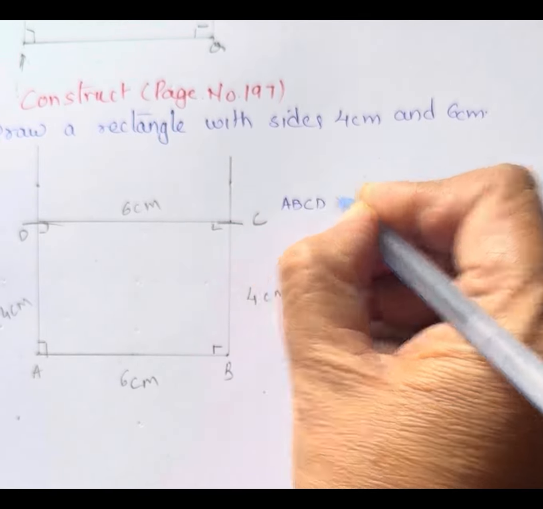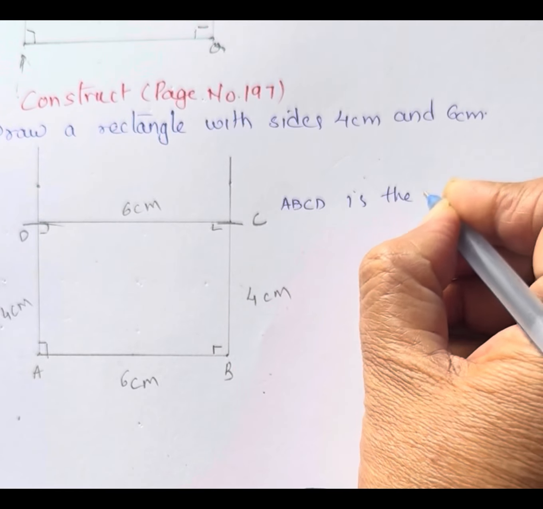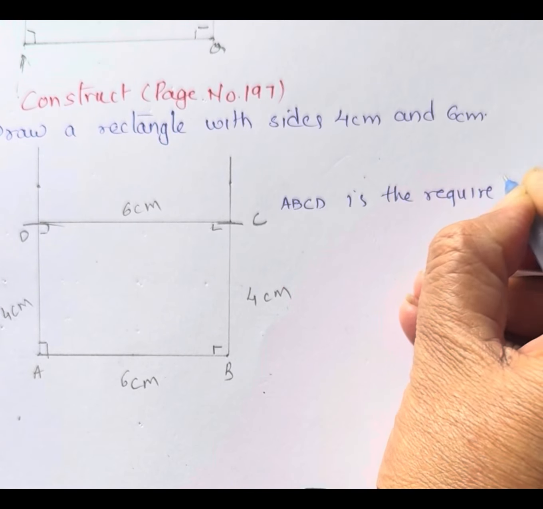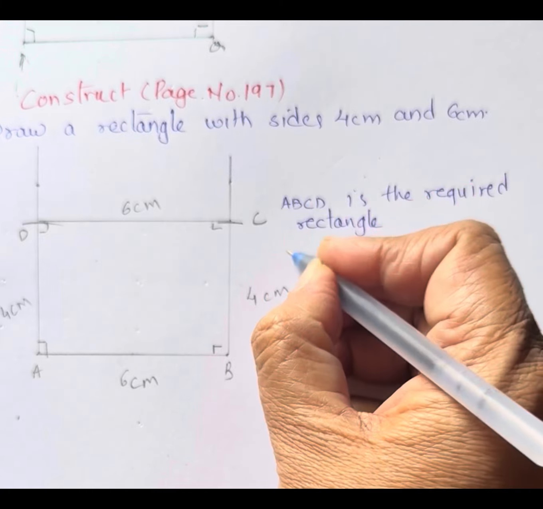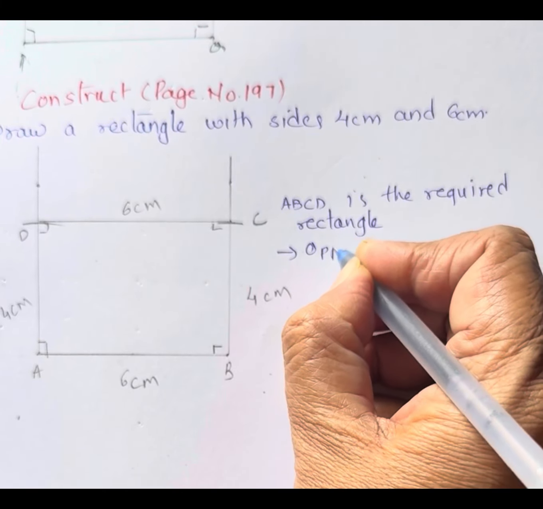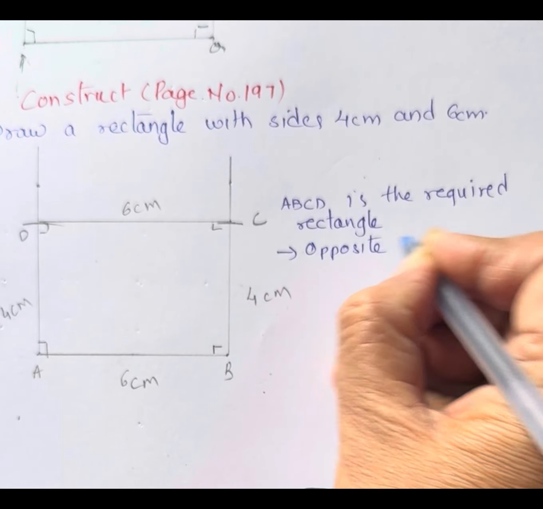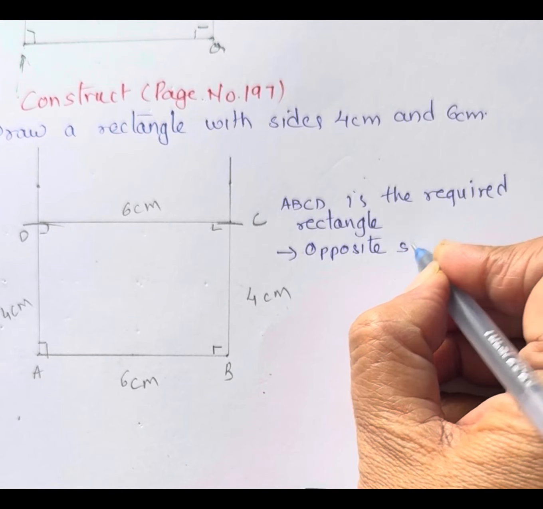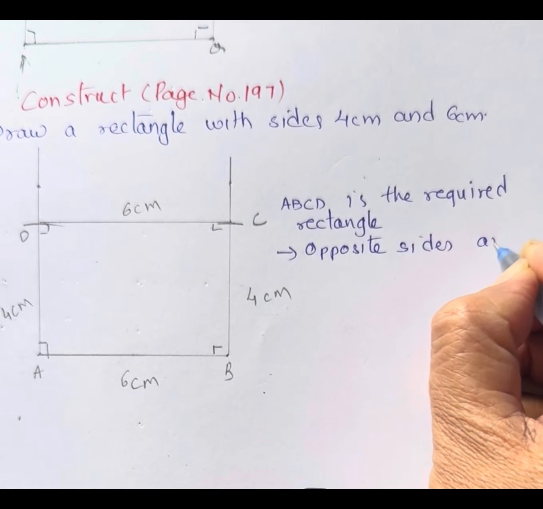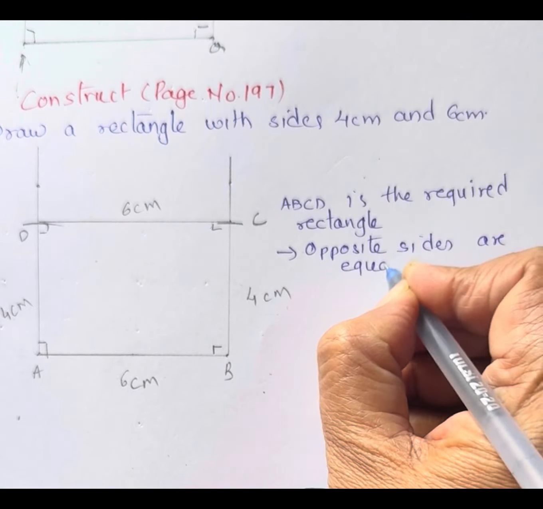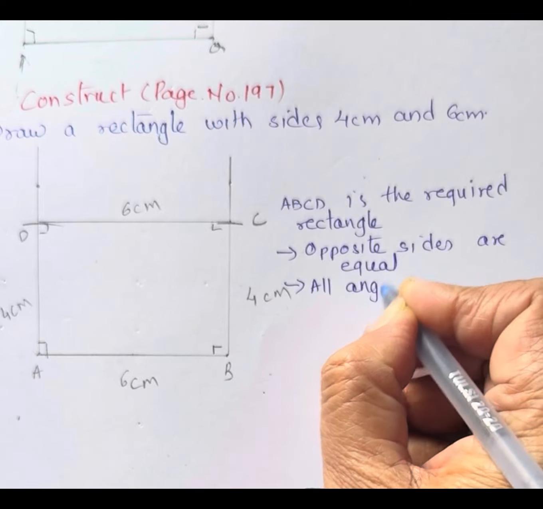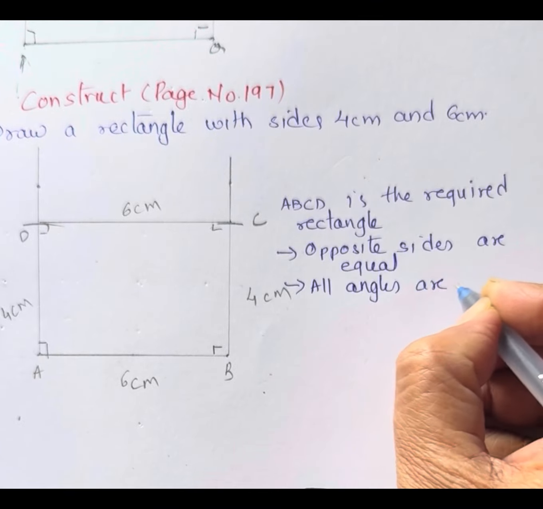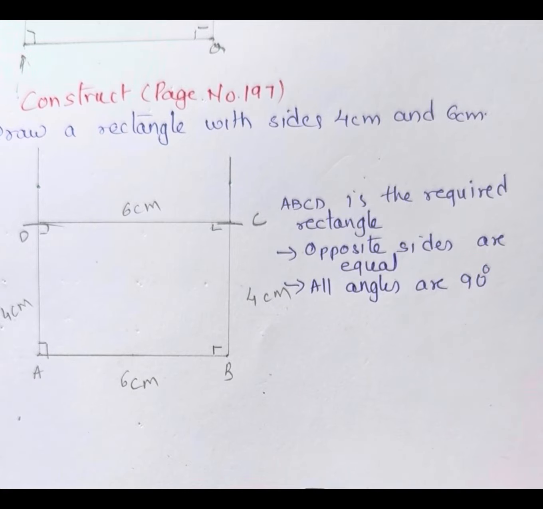ABCD is the required rectangle, and the properties are opposite sides are equal and all angles are right angles or 90 degree. Fine. So they satisfy both the properties.